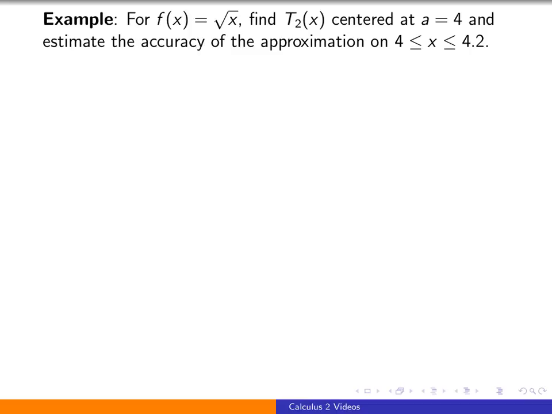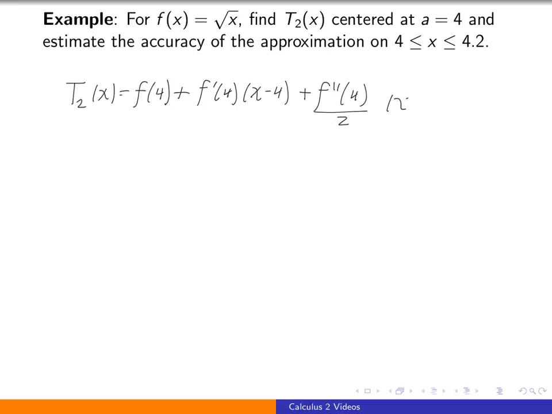So to begin, since it's centered at 4, T sub 2 of x is going to be equal to f of 4 plus f prime of 4 times x minus 4 plus f double prime of 4 divided by 2 factorial, which is 2, multiplied by x minus 4 squared. I'm going to leave a little bit of space to fill in the desired values. What we need to do at this point is calculate a few derivatives.